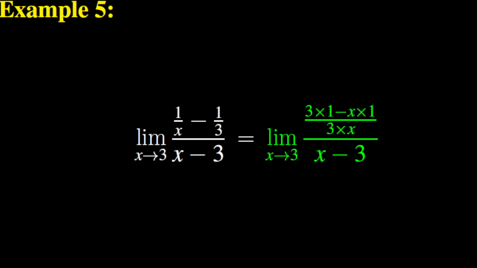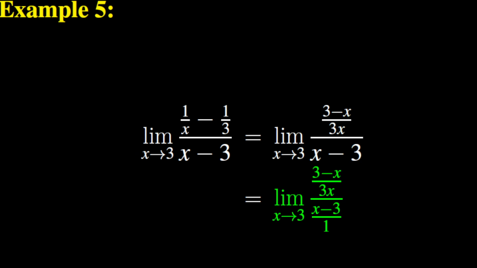Given that on the numerator, we have the difference of two fractions, we have to reduce them to the same denominator. So the numerator of the main fraction will be 3 times 1 minus x times 1 and its denominator is 3 times x. In fact, we are applying the basic principle for adding and subtracting fractions, which consists in multiplying the numerator of the first fraction with the denominator of the second fraction, and the numerator of the second with the denominator of the first to obtain the new numerator. The new denominator is just obtained by multiplying both denominators of the initial fractions.